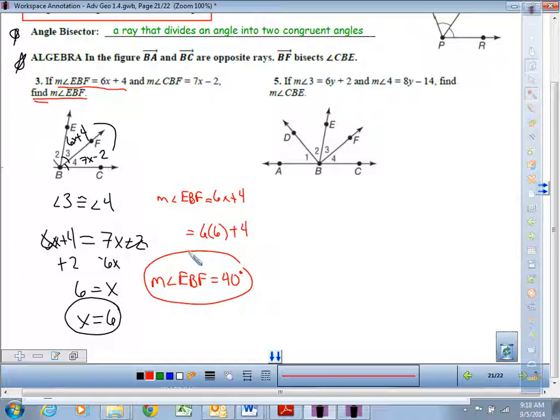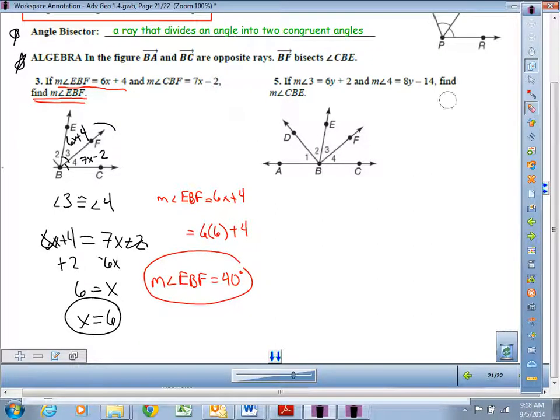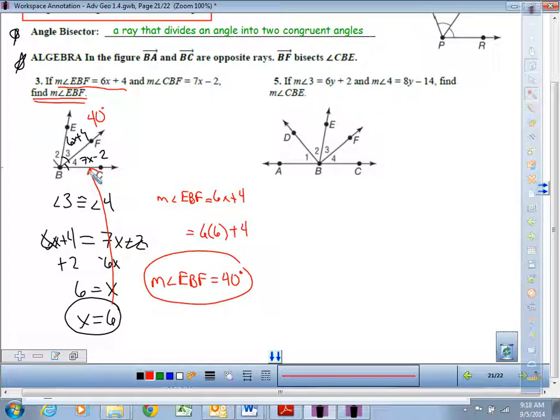Now, how do we check ourselves real quick? EBF is this angle right here. We found this to be 40 degrees. We found this angle up here to be 40 degrees. Well, because this is bisected, that means if this is 40, this one over here should be 40. Well, let's check. 7 times 6 is 42. 42 minus 2 is 40. So we know without a doubt now that we did it right. We're good to go. So let's go over to 5.